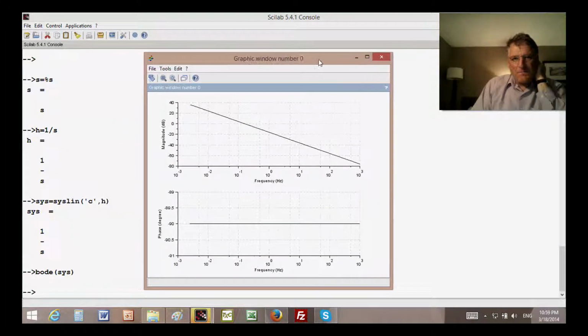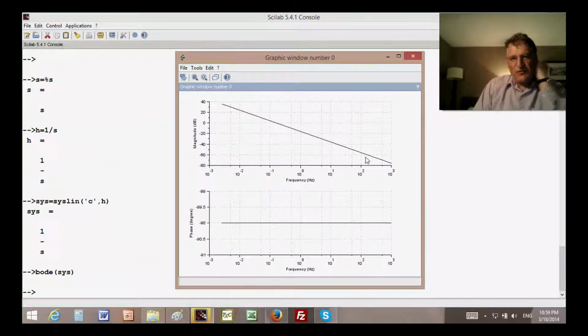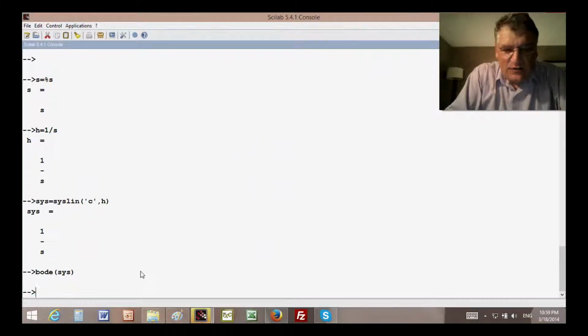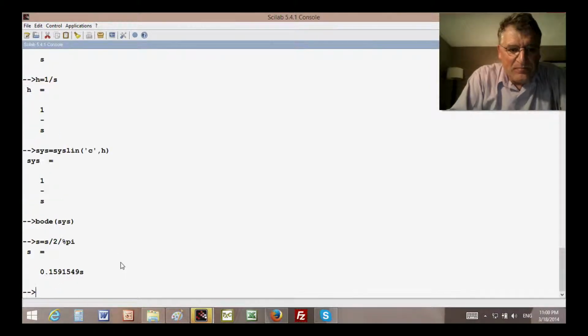And so it turns out that this is sort of a peculiarity of Scilab, which is not present in MATLAB. One way of going around this peculiarity is to do the following. Instead of plotting the Bode plot of the system, we do a change in the frequencies. We define S equal to S divided by 2 divided by pi.